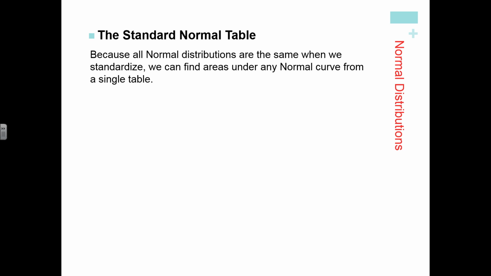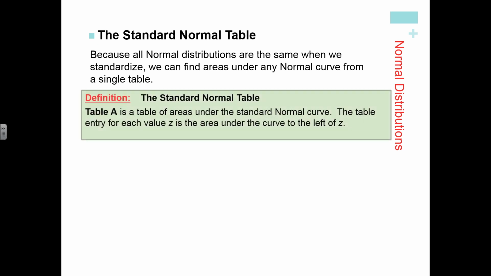All right, so what's really nice about our standard normal distribution is that all the probabilities are going to be the same under the curve because it's standardized. Everything has a mean of 0 and a standard deviation of 1. So everything's going to be the same. Therefore, we can have a table to actually figure out our percents and our probabilities under the curve.